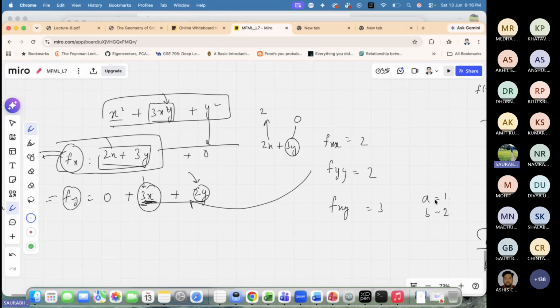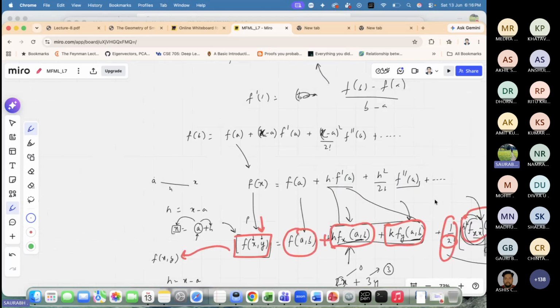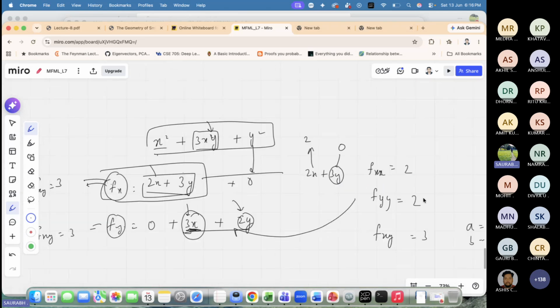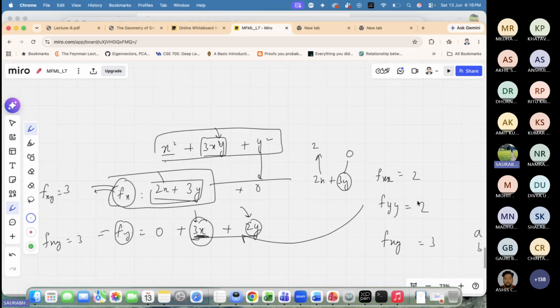If I have done it right, I don't know what I took. Actually, it's 2y square. I took it as y square. That's why I found that fy is coming as 2, not 4. But anyways, if you have this function, this is how it would look.